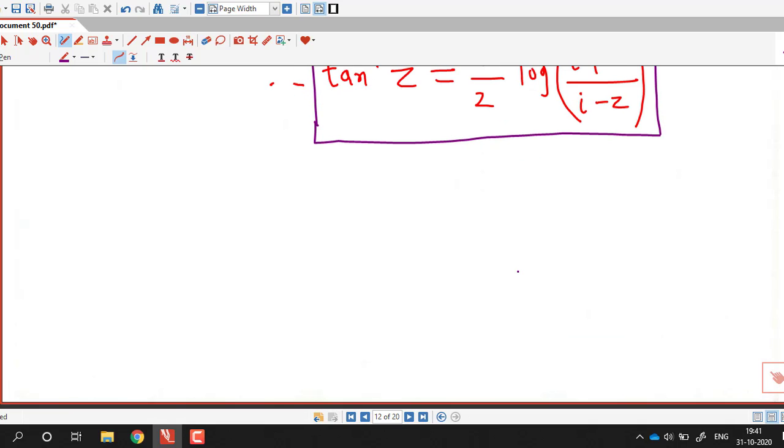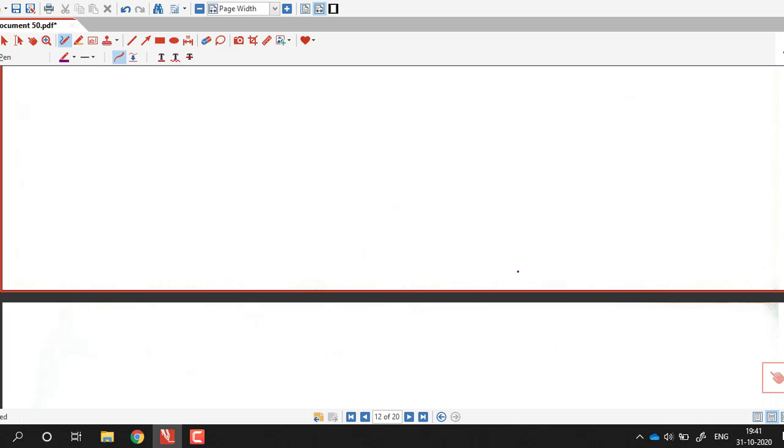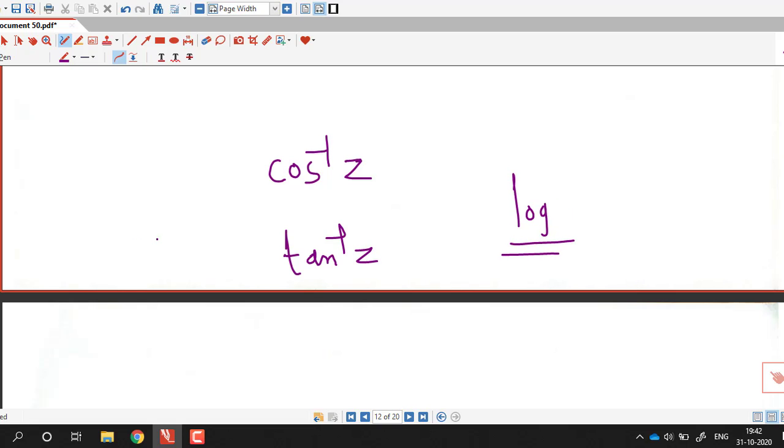We have defined inverse trigonometric functions, and we have proved the formulas for cos inverse z and tan inverse z in terms of the logarithmic function. Similarly, you can derive the formulas for the remaining inverse trigonometric functions.